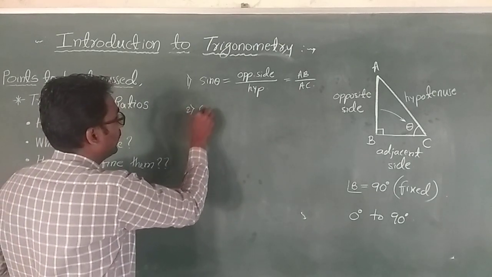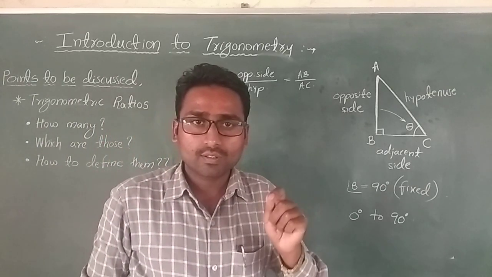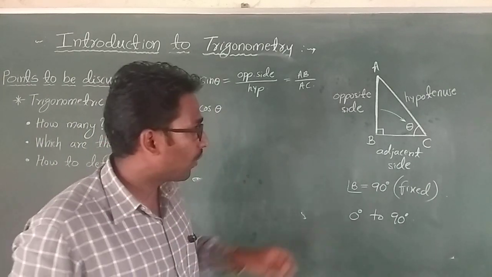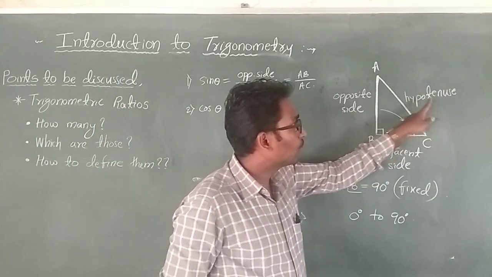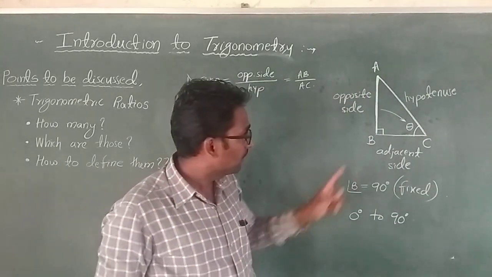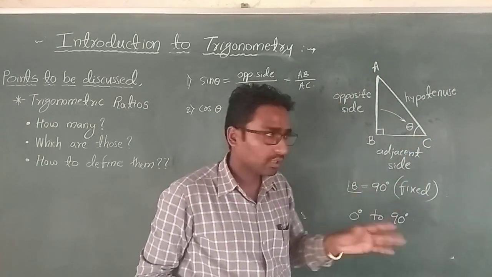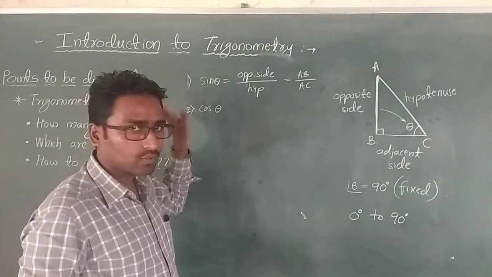Coming to the second function, that is cosine, it is defined as the ratio of adjacent side to the hypotenuse of the triangle. I repeat, the ratio of adjacent side to the hypotenuse of the triangle is called the cos function.